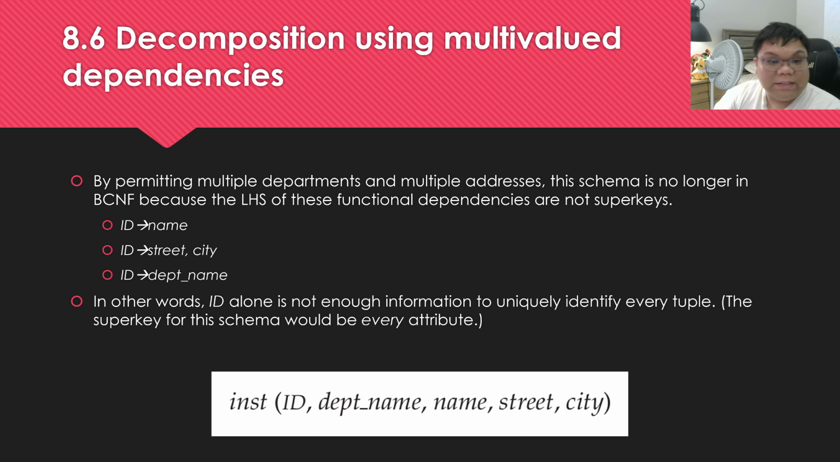So Boyce-Codd normal form says the left-hand side of every functional dependency for a relation schema must be a superkey. And if that isn't upheld, then we have a Boyce-Codd normal form violation. In this case, ID is enough to determine the name, but ID is not enough to uniquely identify each row in the table. And the same is true for ID determines street and city and ID determines department name.